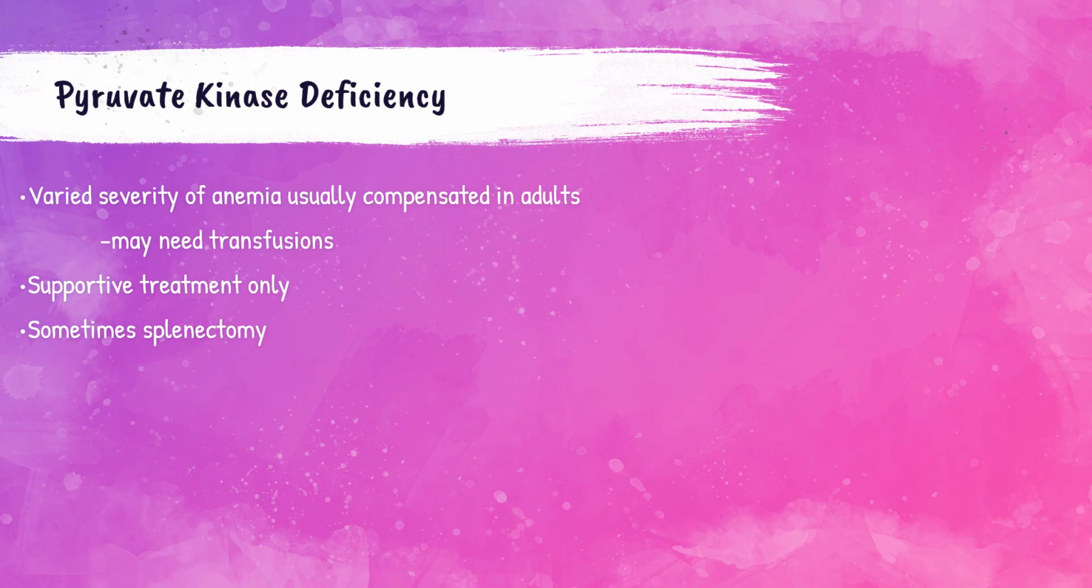Treatment depends on the severity of the pyruvate kinase deficiency. Blood transfusions can be given to replace red blood cell loss. Sometimes a splenectomy may be indicated, so the red cells are going to be destroyed in the spleen, and in excess there's going to be an enlargement and issues within the spleen, which may cause the need to remove that organ.